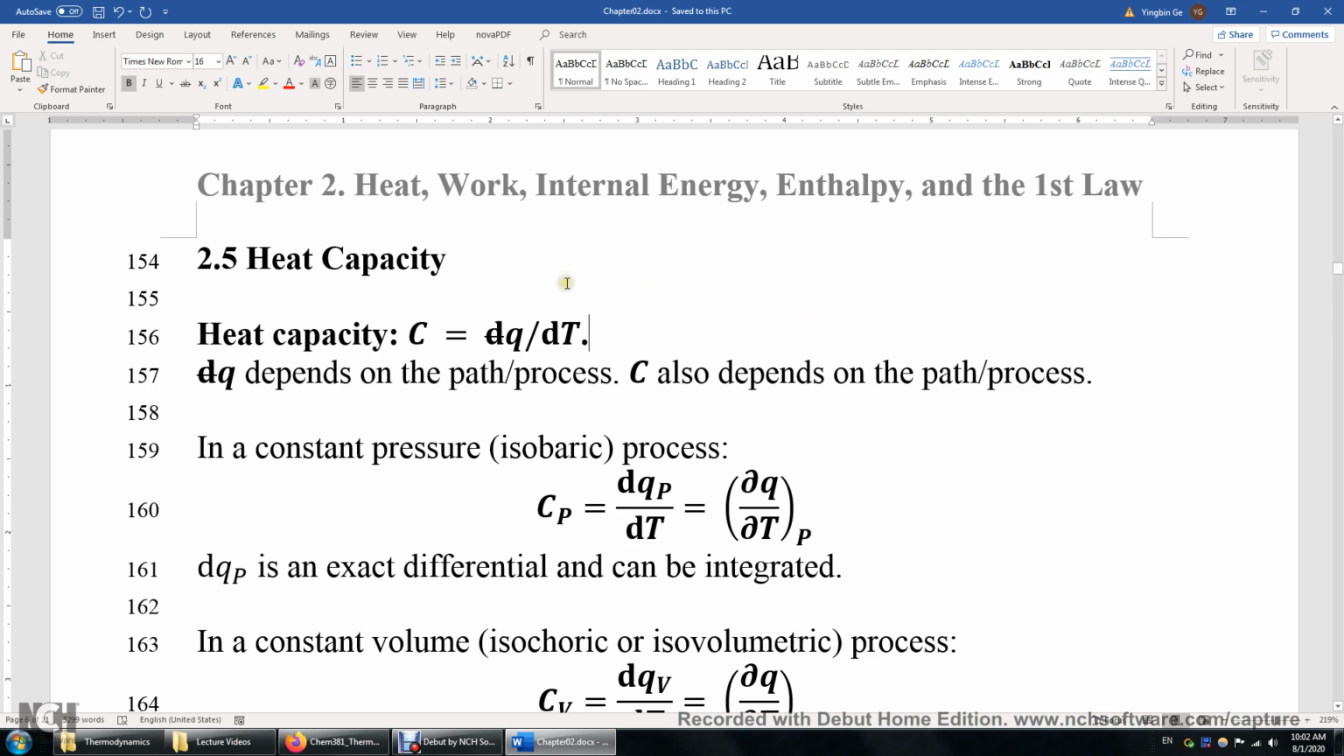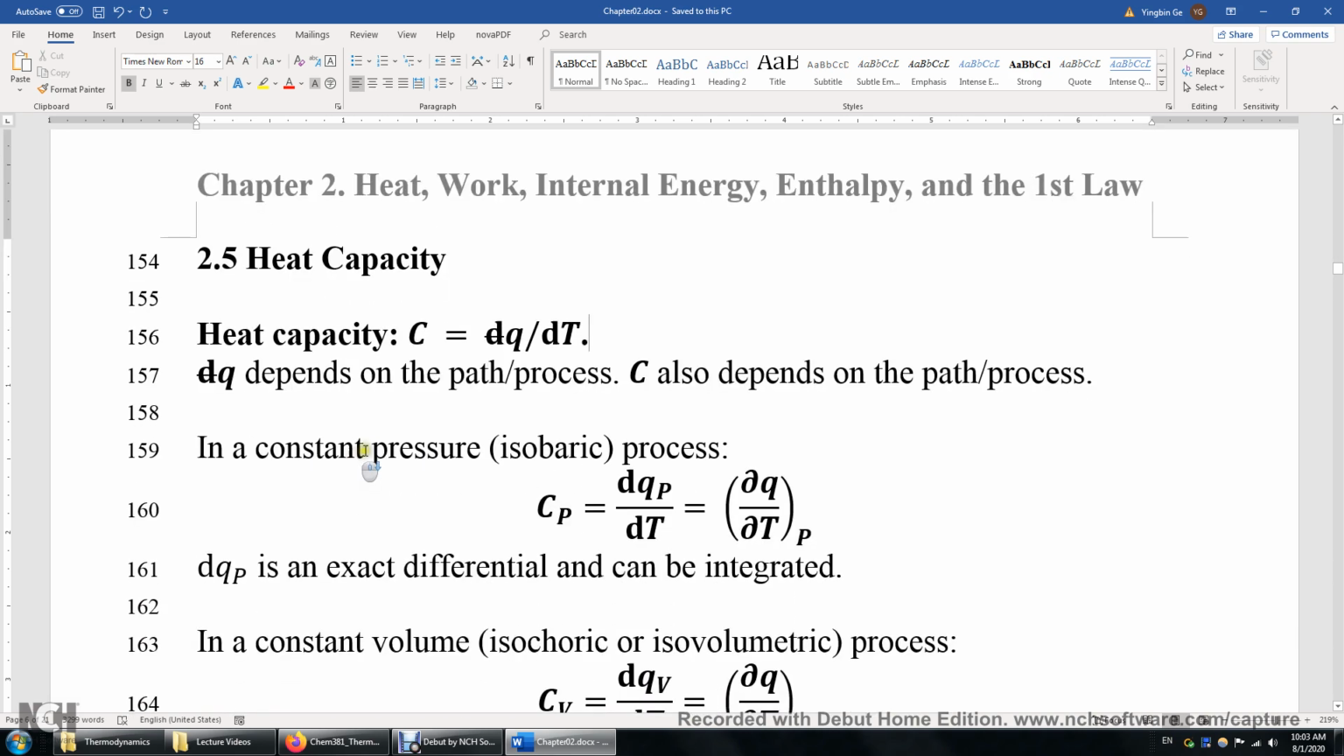You can immediately see that for an adiabatic process, because dQ is 0, then C is 0. For an isothermal process, dT is 0. So what if a finite amount of heat flows into a system, yet the temperature remains constant? In that case, C is undefined. For the other two processes, constant pressure or constant volume, we have well-defined heat capacity.